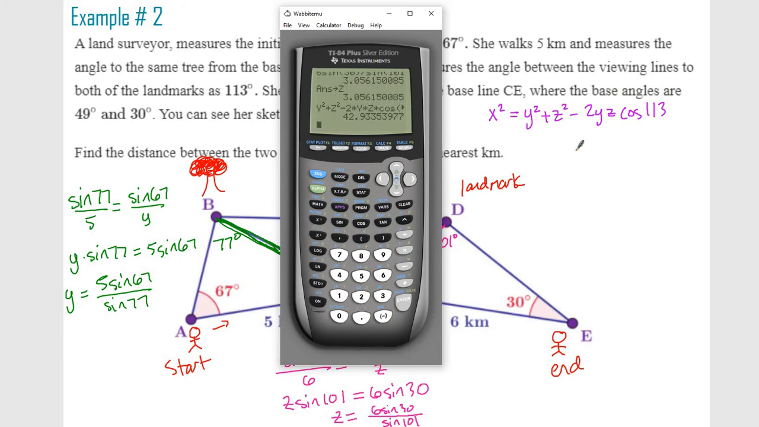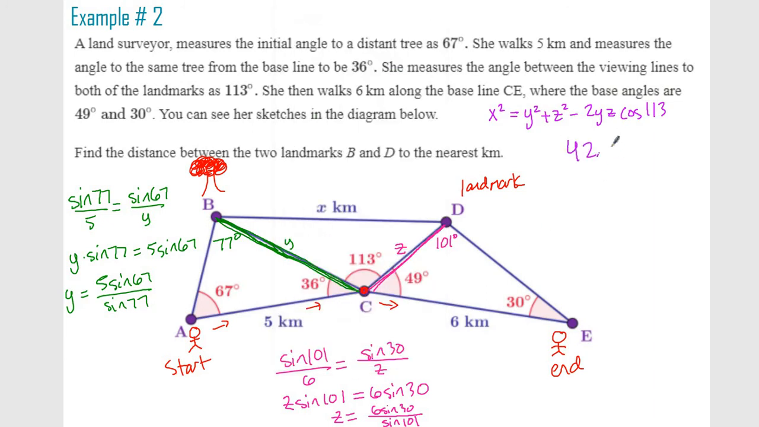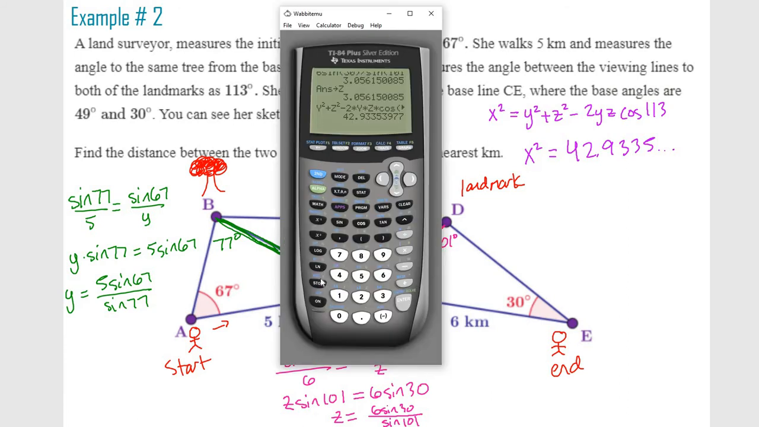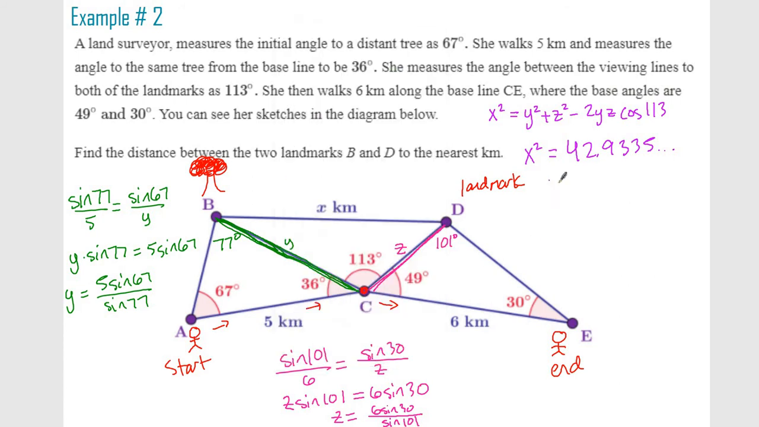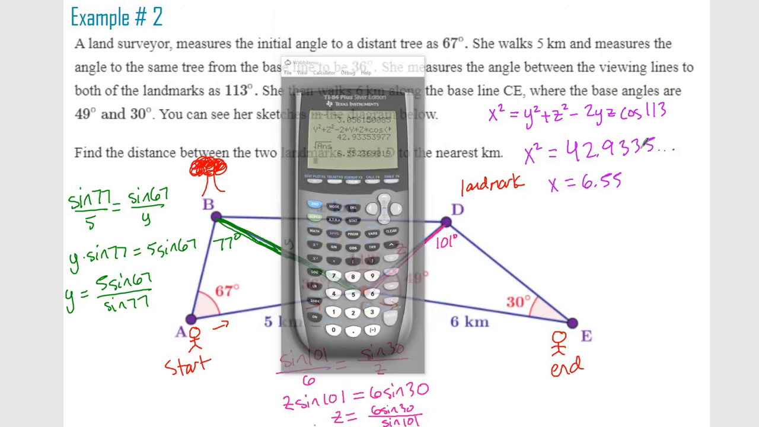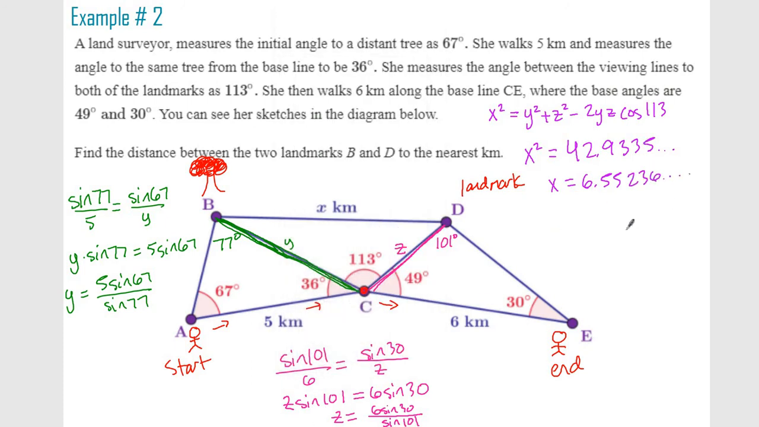And we end up with 429335... Okay, that's what x squared equals. So then we need to take the square root of our answer. So x is approximately 6.55, what did I say? 236. Okay, so x is that, and it asked to find the distance to the nearest kilometer. So the nearest kilometer would be 7 kilometers.